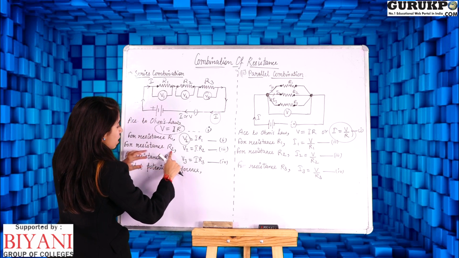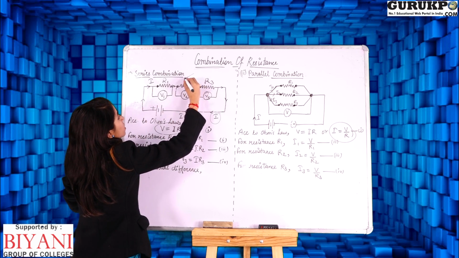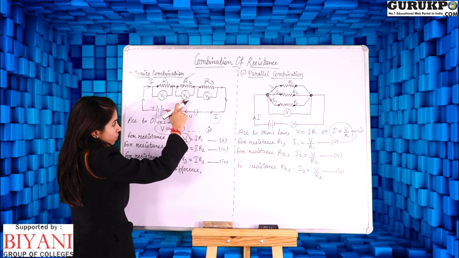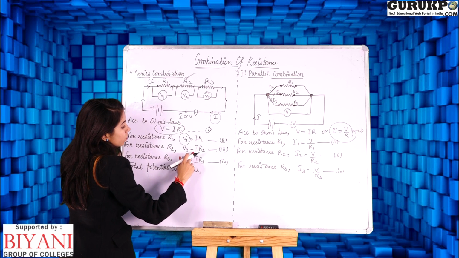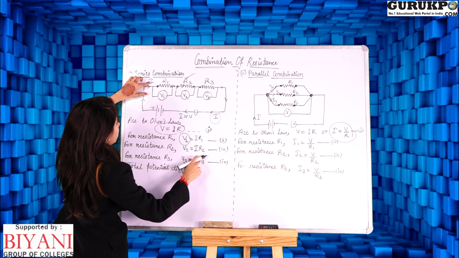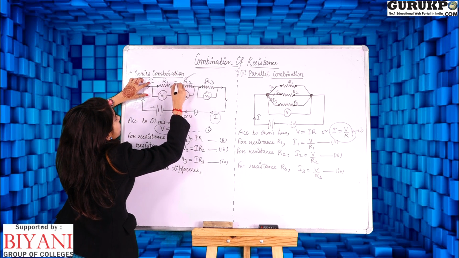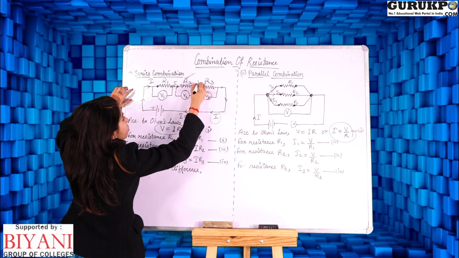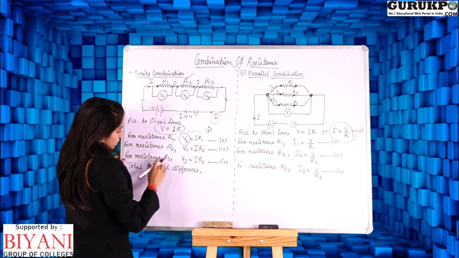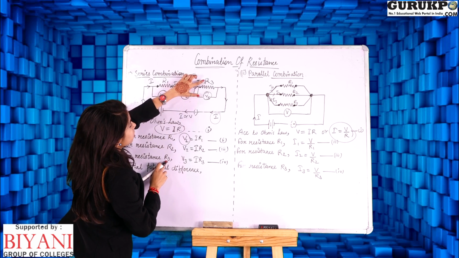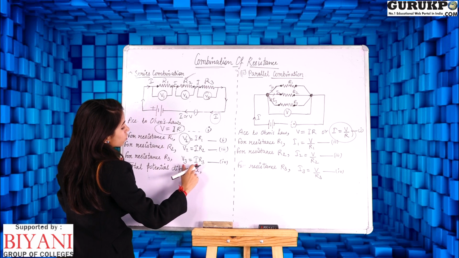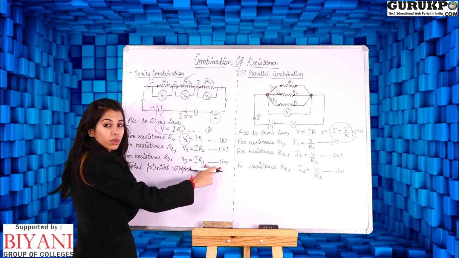Now, for resistance R2, the potential difference across resistance R2 is V2. So, V2 is equal to I into R2, because this current I is also flowing in resistance R2, and this I will also be flowing in resistance R3. Now, for resistance R3, the potential difference across resistance R3 is V3. So, V3 is equal to IR3. This is equation number 4.